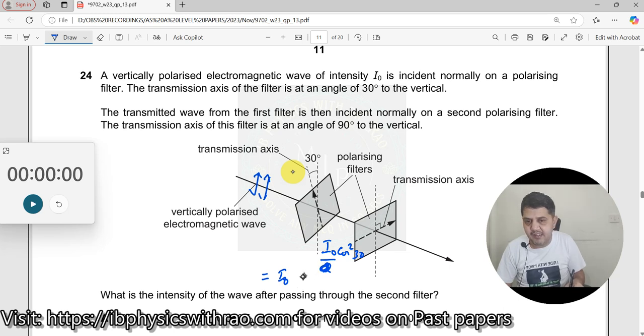What is cos squared 30? Cos 30 is nothing but root 3 by 2. Root 3 by 2 the whole square. There is no root here. So this should be 3 I naught by 4. So the intensity coming here is 3 I naught by 4.